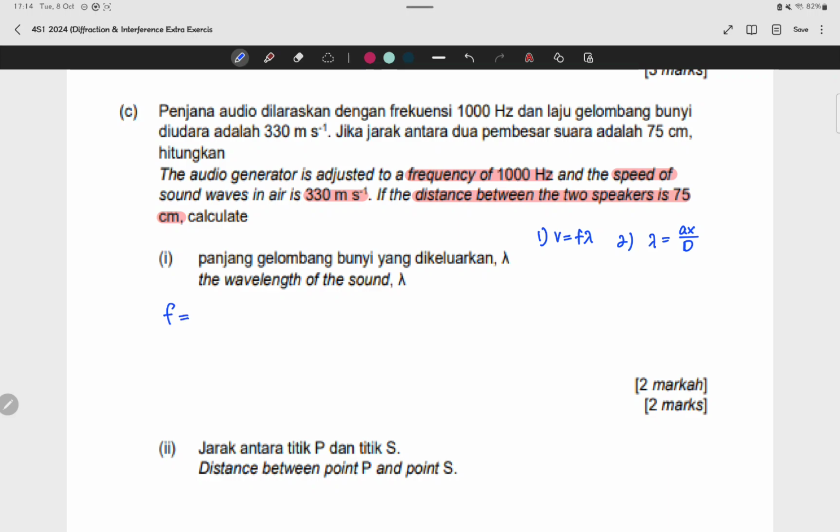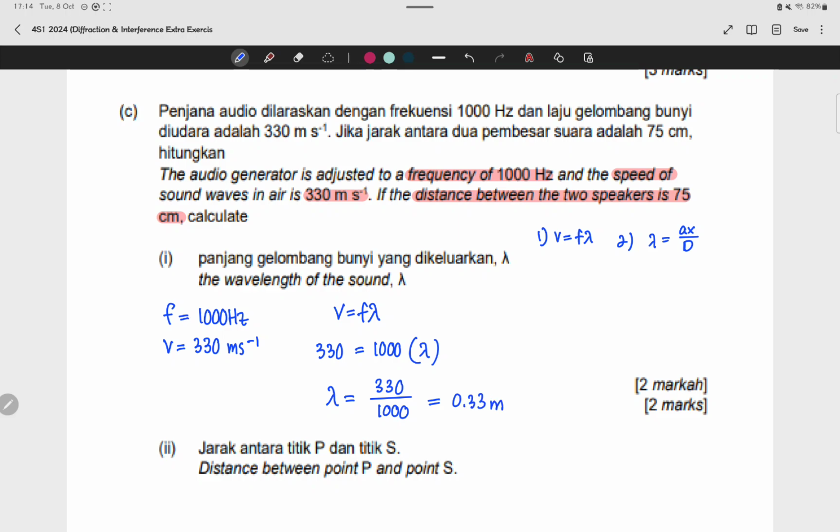So first step, you state what information is given. So 1000 hertz given, and then velocity 330 meter per second. So v equals f lambda. So first step formula, second step substitution. Okay, third step you rearrange it. This is a new step. Okay, then only the final answer, 0.33 meters. Final answer needs a unit. So 2 marks there.